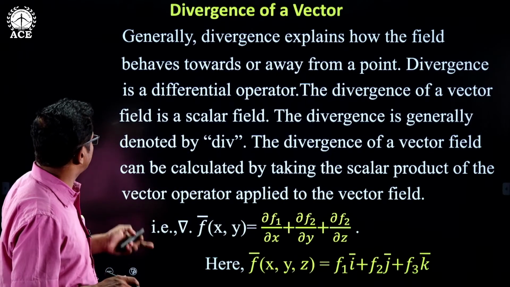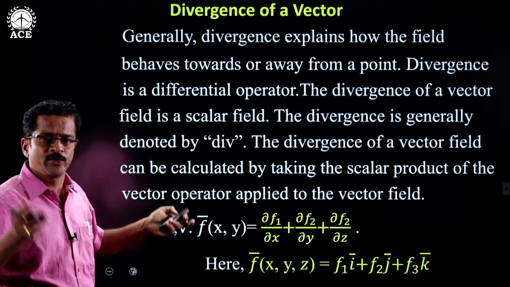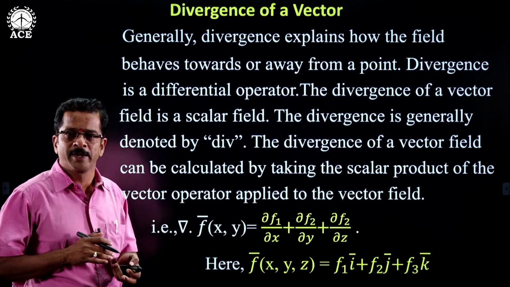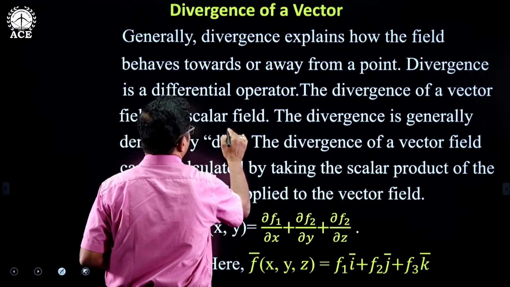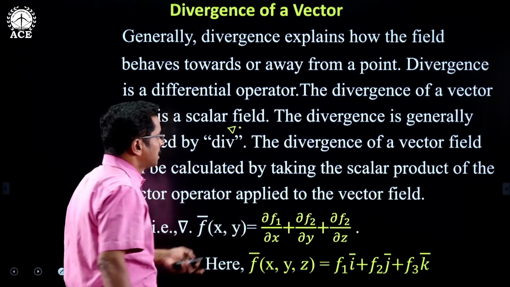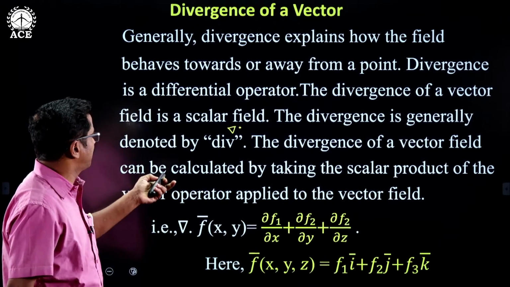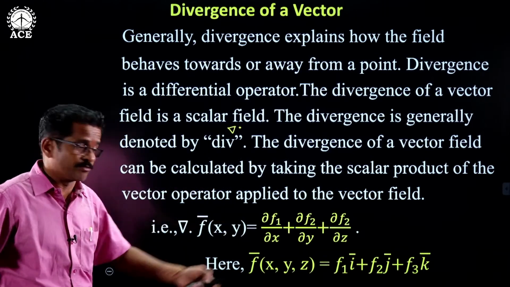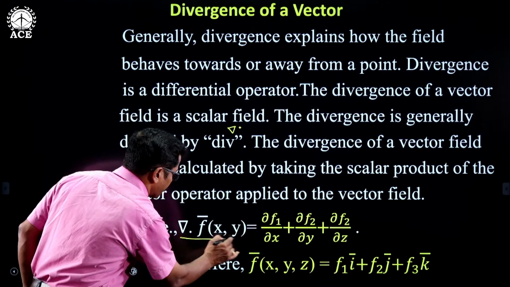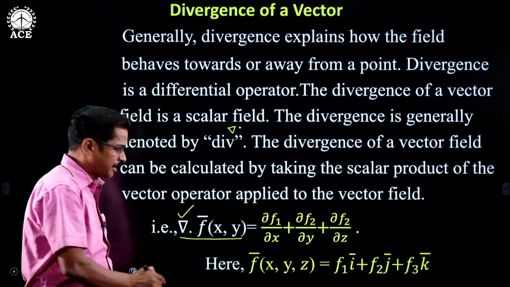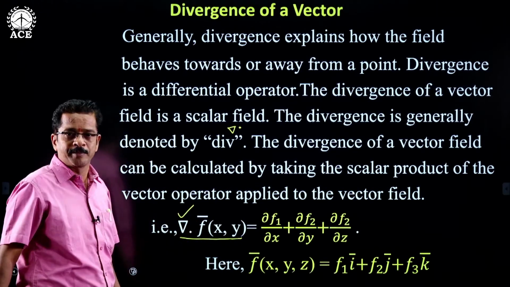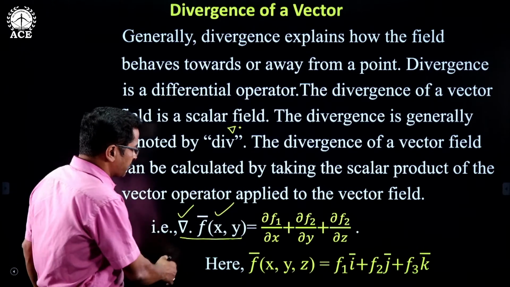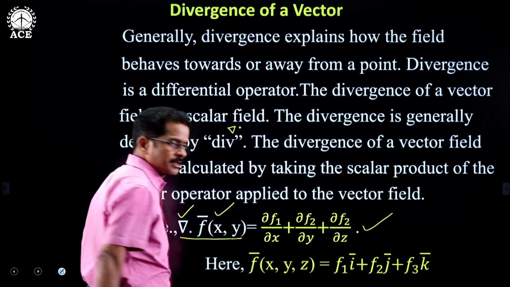The divergence is generally denoted by div. Just as we write gradient as grad or del, divergence is represented by del dot. So the divergence of a vector field can be calculated by taking the scalar product, which means dot product, of the vector differential operator with the vector field. So it gives what? A scalar point function.